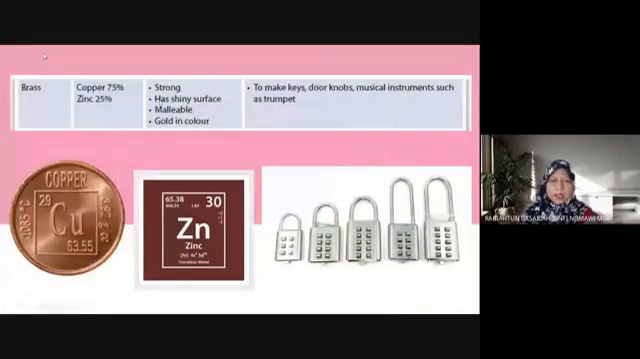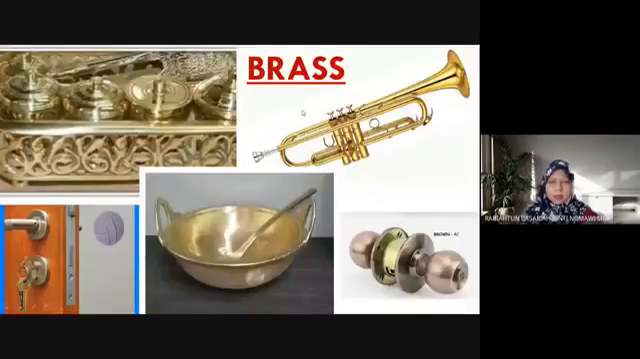Okay, next is brass. Brass atau kita panggil loyang dalam bahasa Melayu. It is made up of copper, 75% of copper, 25% of zinc. Okay, brass has a strong, shiny surface, malleable, gold in color. Okay, brass is used to make keys, door knobs, musical instruments such as trumpet. Okay, here are the brass.